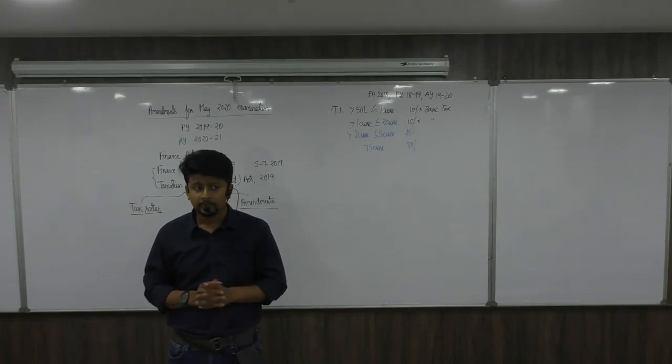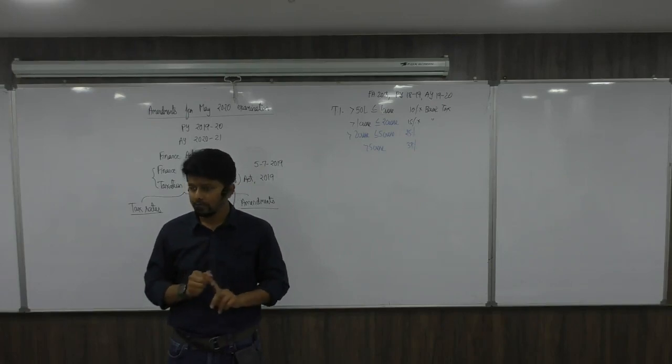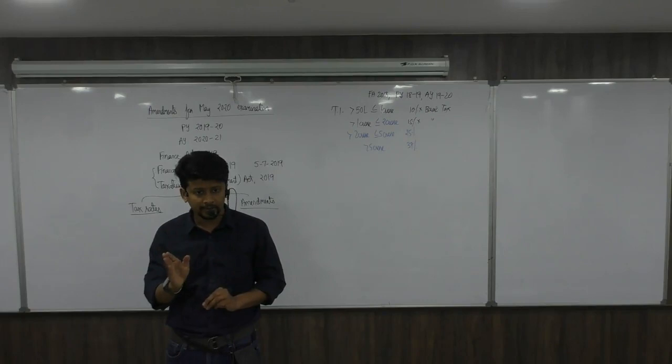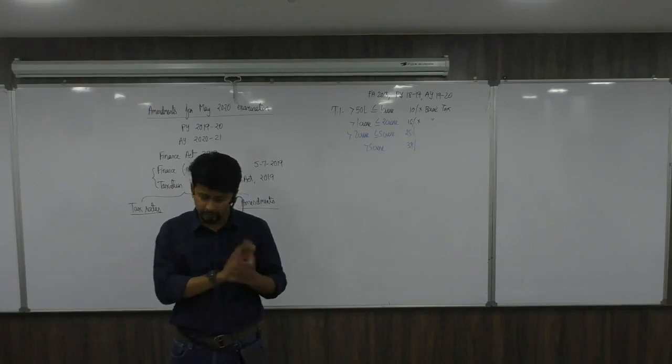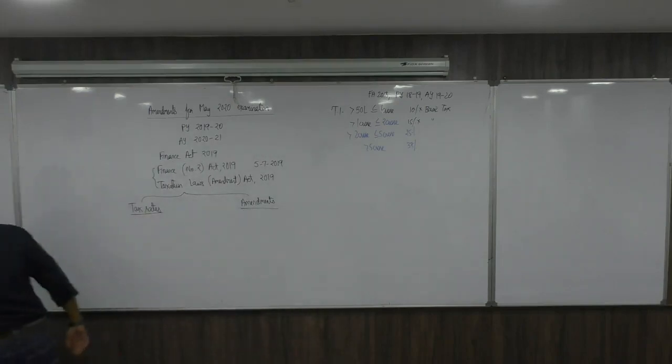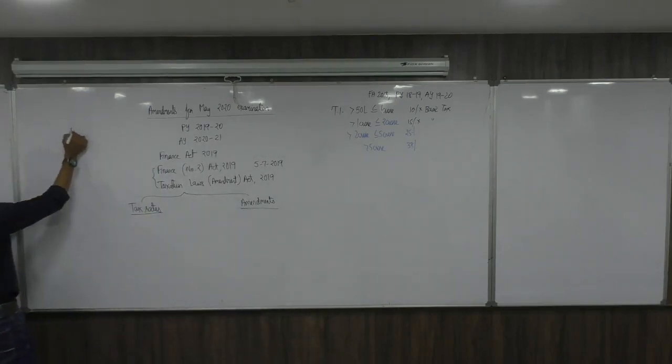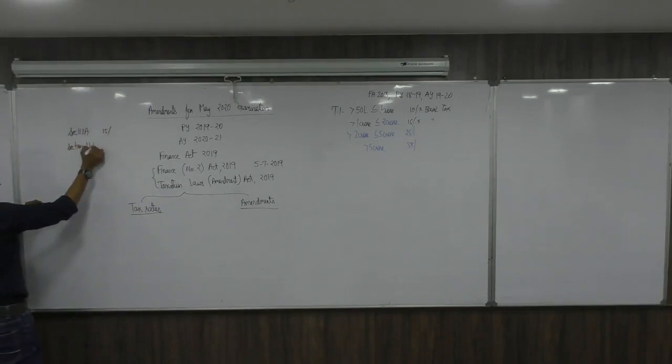111A. That applies, when does 111A apply? Equity-oriented. If equity shares are sold, if units of equity-oriented mutual fund are sold and they are sold through a recognized stock exchange, then short-term capital gain gets taxed at a rate of 15%. This is your section 111A. Okay. Then, what is section 112A?